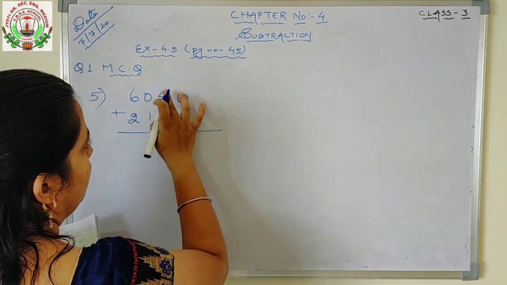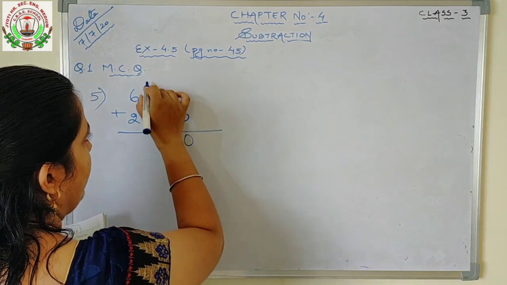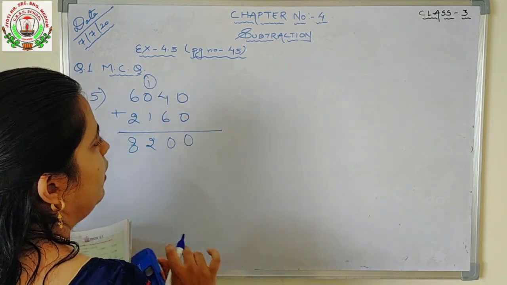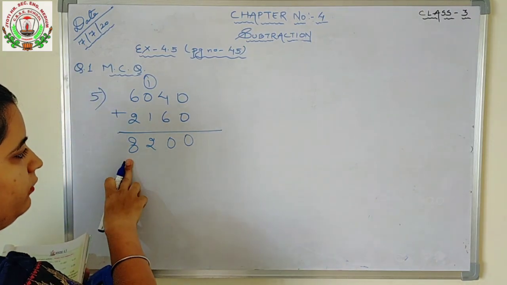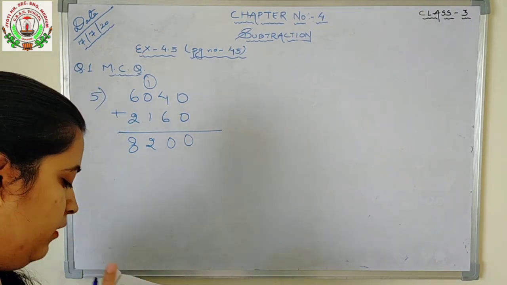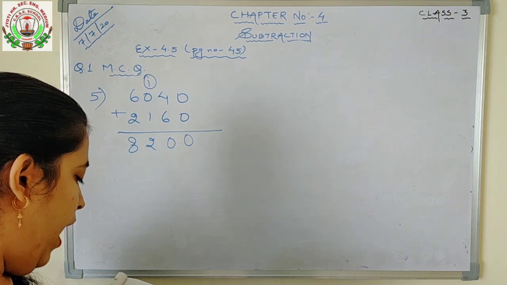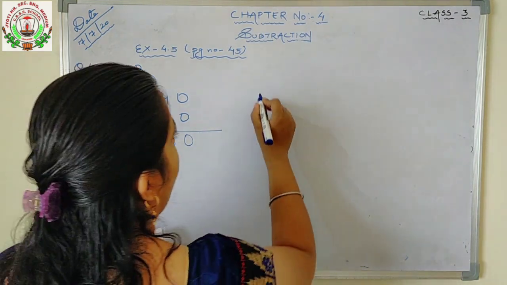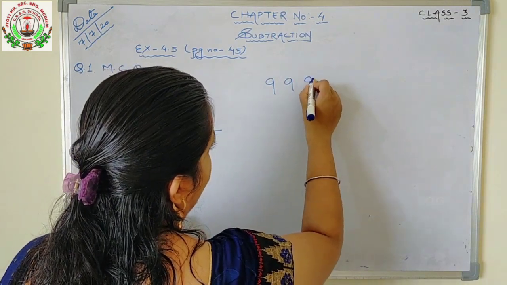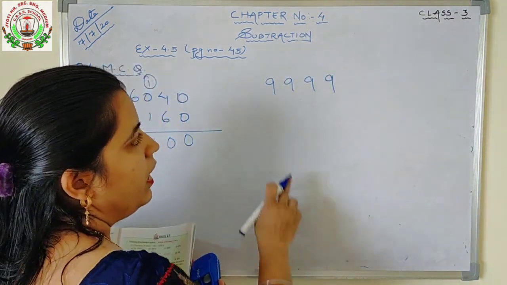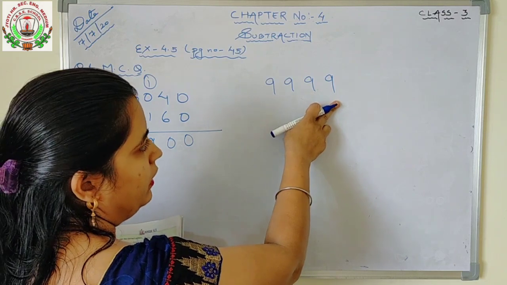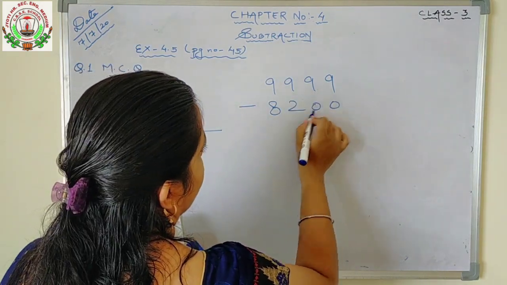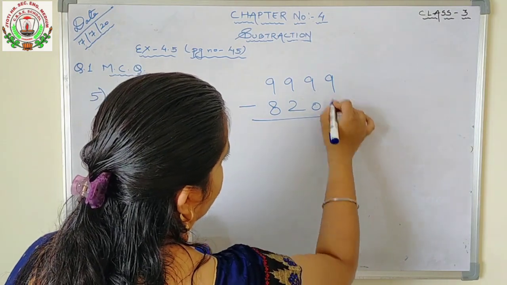0 plus 0 is 0, 4 plus 6 is 10, 0 carry 1, 1 plus 1 is 2, 6 plus 2 is 8. So after adding we got this much answer. Okay, then what is the next step? You have to subtract this from the greatest 4-digit number. As you people know, the greatest 4-digit number is 9999. We have to subtract this number, 8200.